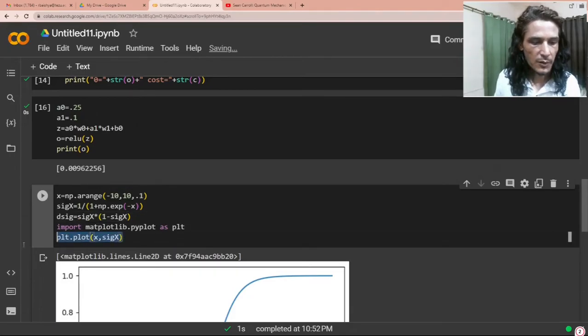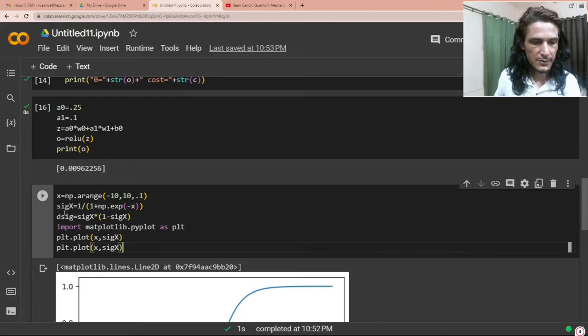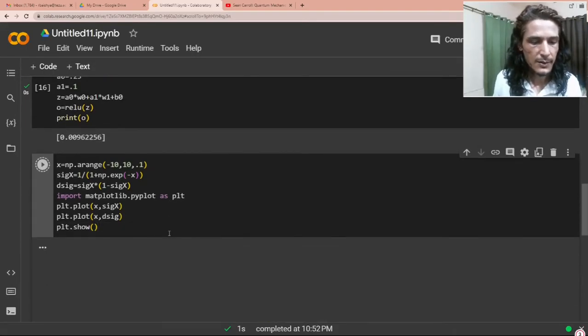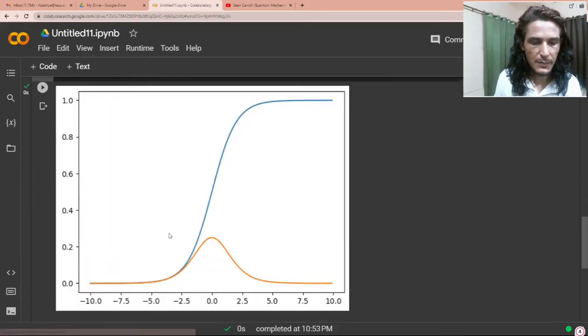Now I want to plot it again with respect to x itself. So I'll be writing this, plot it again with respect to x, and then I have to write plt.show. I didn't write that, but it's a good idea that you write that. And then you can see this curve.